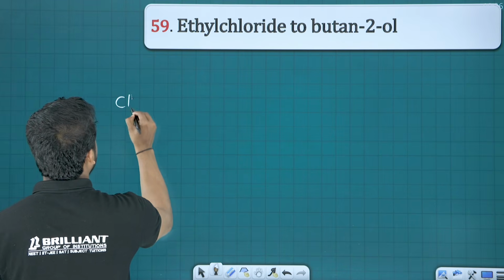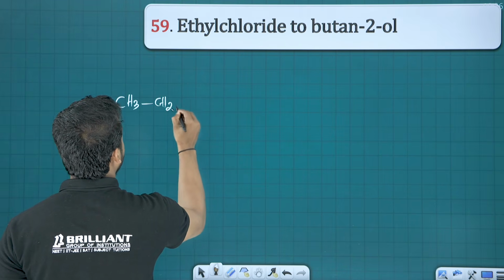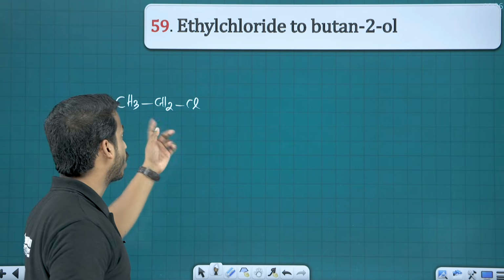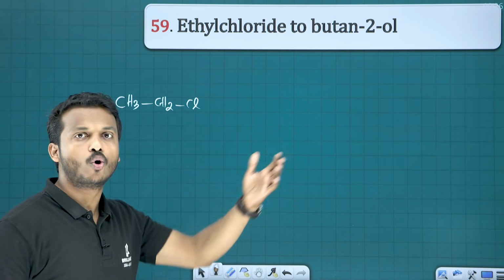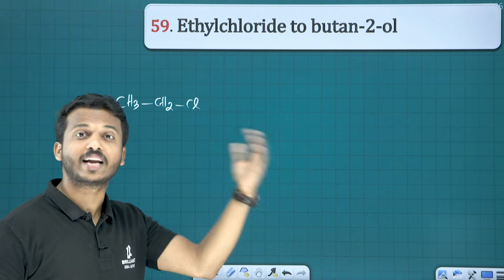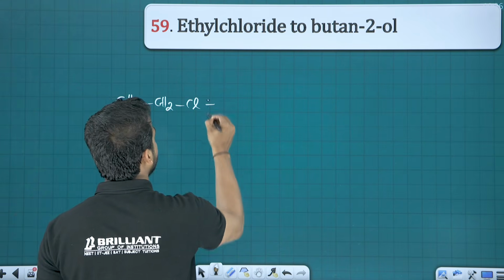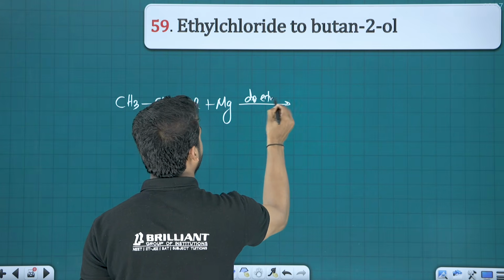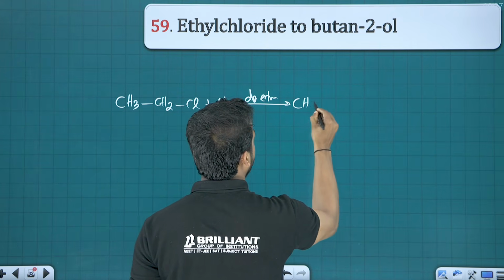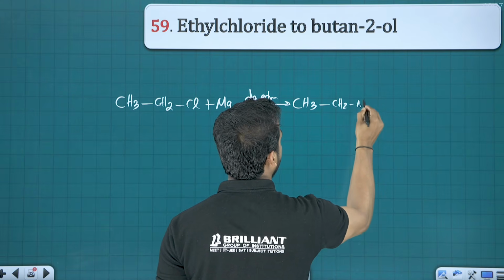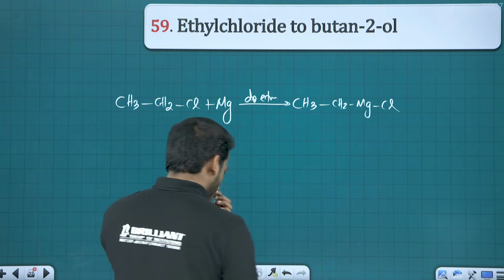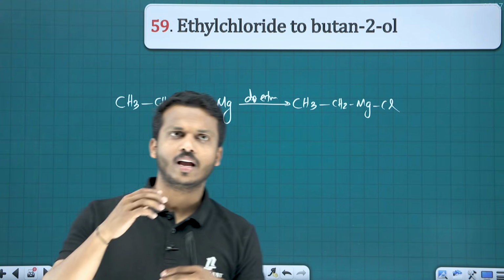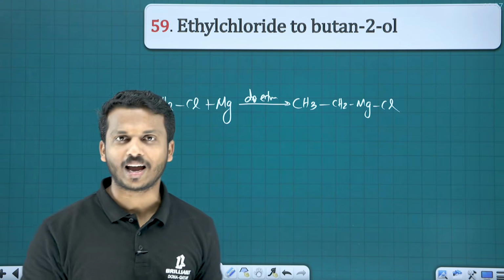Next question, ethyl chloride to butan-2-ol. So we need to get a secondary alcohol. Simple: make this into a Grignard reagent. Treat with Mg and dry ether. Mg comes to this side, and you get CH3CH2MgCl. We know a Grignard reagent, when it reacts with aldehydes other than methanal, gives a secondary alcohol.